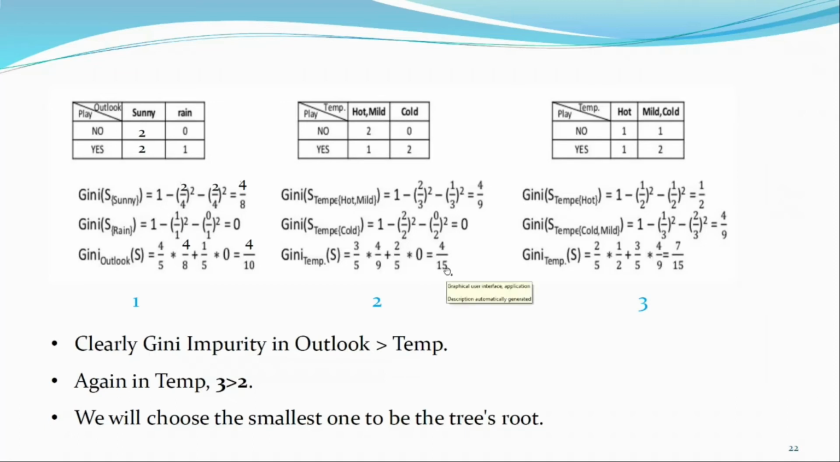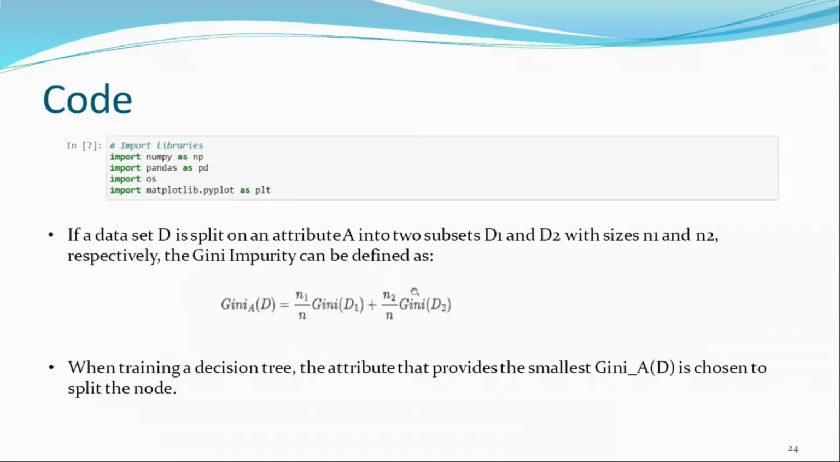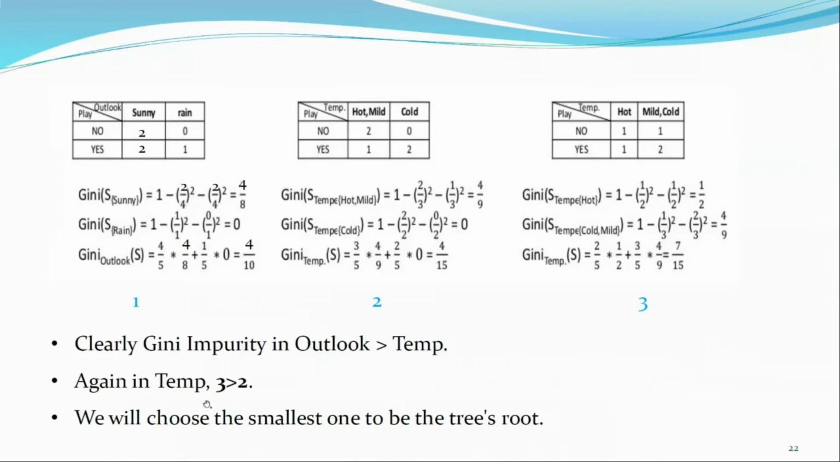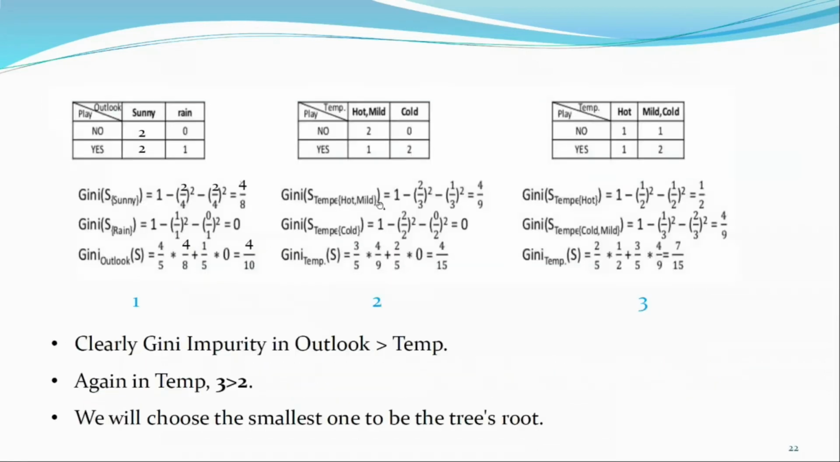So let's see how the tree will look. This will be our decision tree for the given data set. Temperature is the least one, with the least Gini impurity. So that will be our root node, from which we have hot and cold branches.